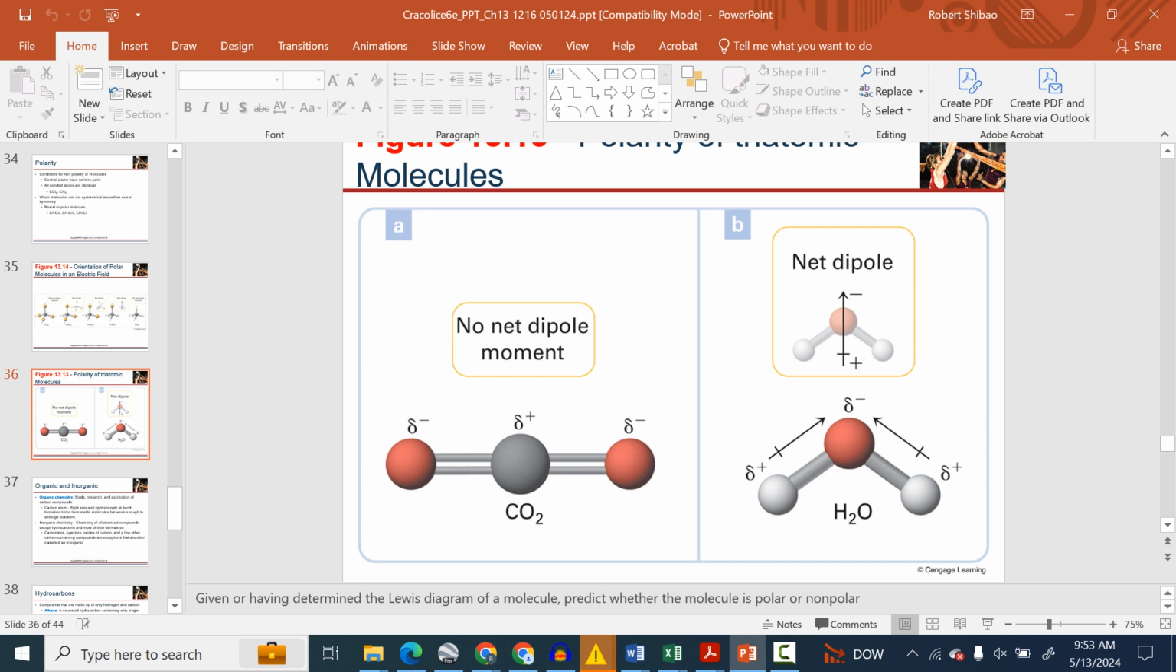This is non-polar. A lot of organics are non-polar. Water is quite polar. The bond dipoles do not cancel out in water.